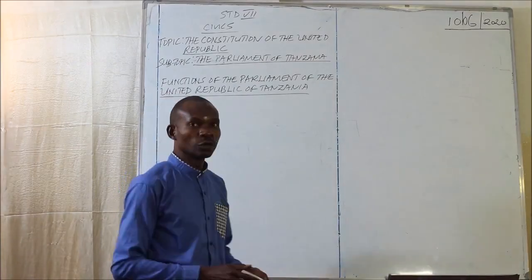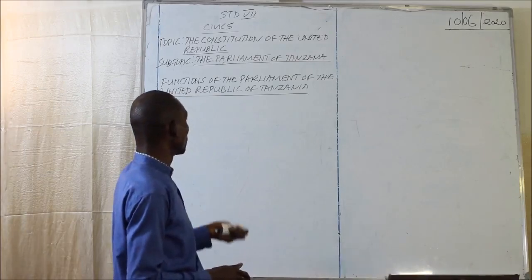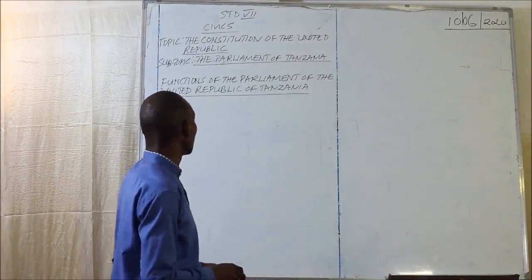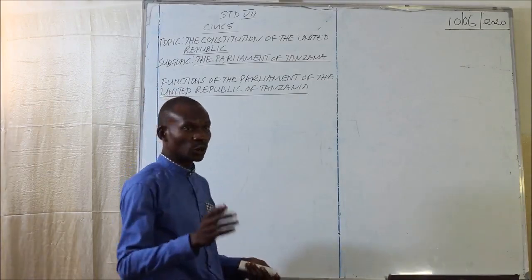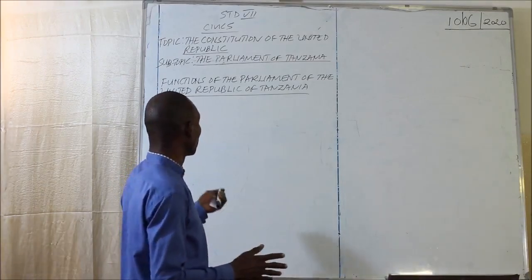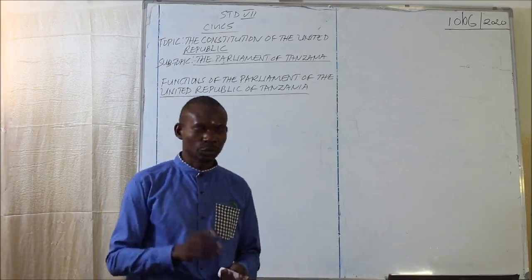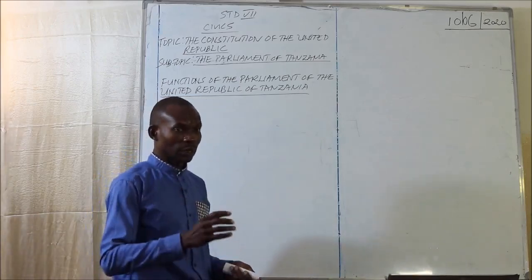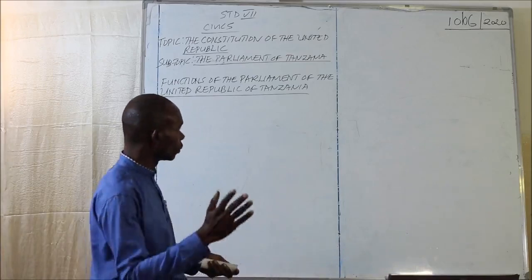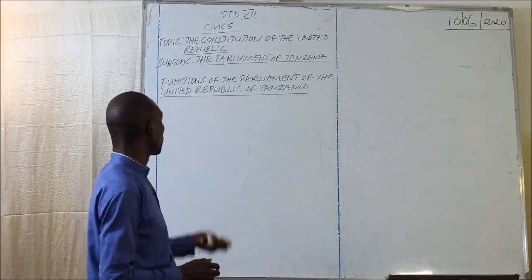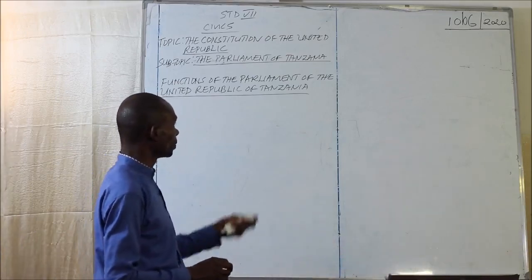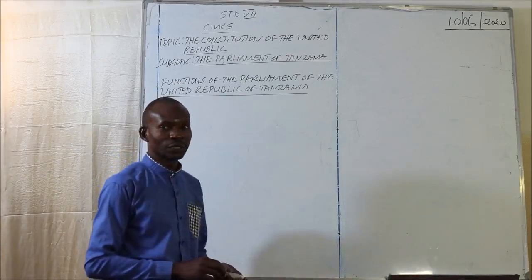all the types of members of Parliament. We said that the parts of the Tanzanian Parliament are the President and the National Assembly. When we say the National Assembly, we mean the members of Parliament. And we discussed those 6 types of members of Parliament. But today, we're going to discuss the functions of the Parliament of the United Republic of Tanzania.